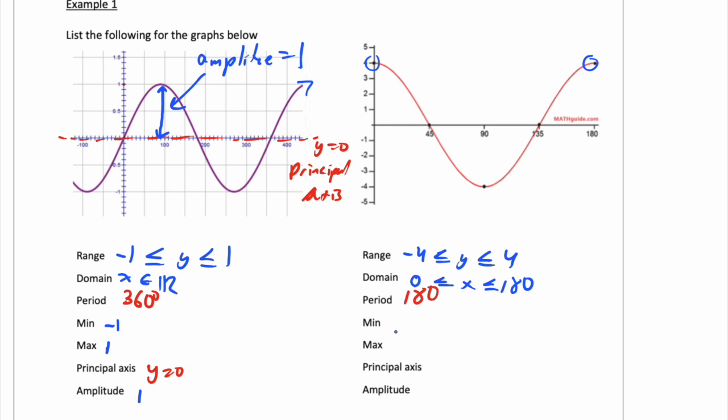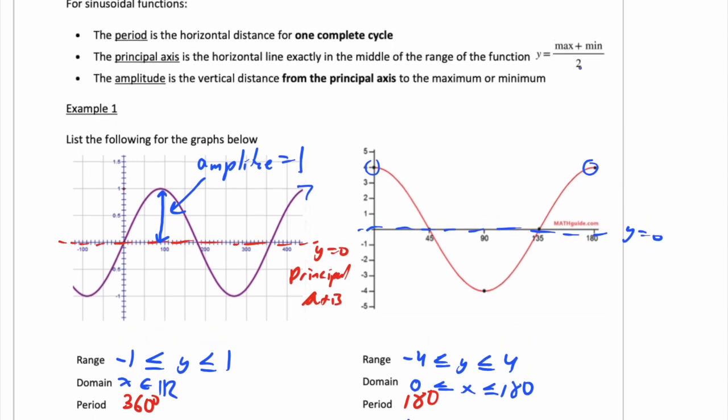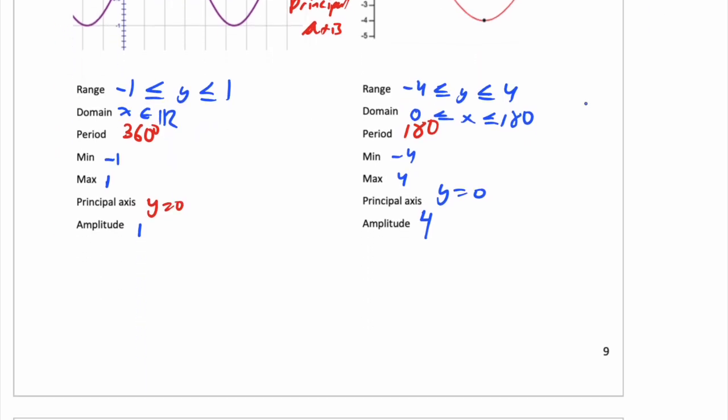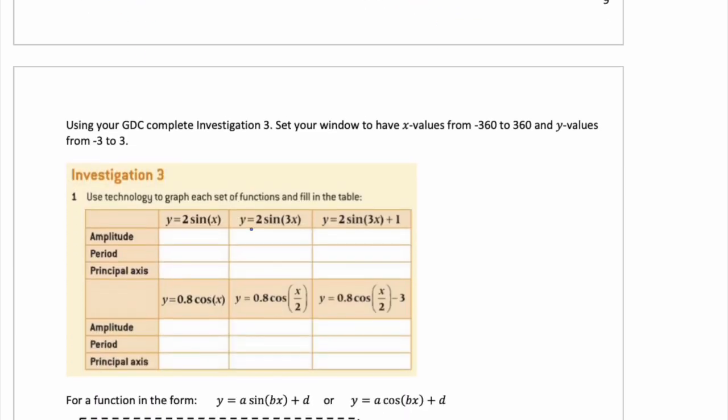Okay, the minimum and the maximum are -4 and 4. The principal axis is again y equals 0. And the amplitude in this case is 4. Now you've got max plus min divided by 2 for the principal axis, but for the amplitude you can do max minus min divided by 2, but your amplitude is always a positive number, so you can stick an absolute value sign on it. We'll be using that a bit later.